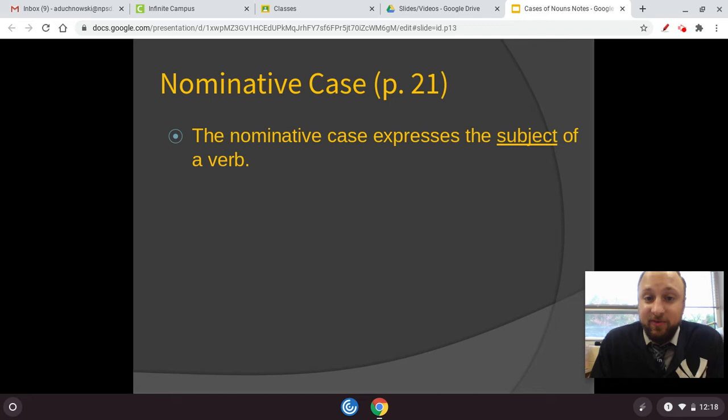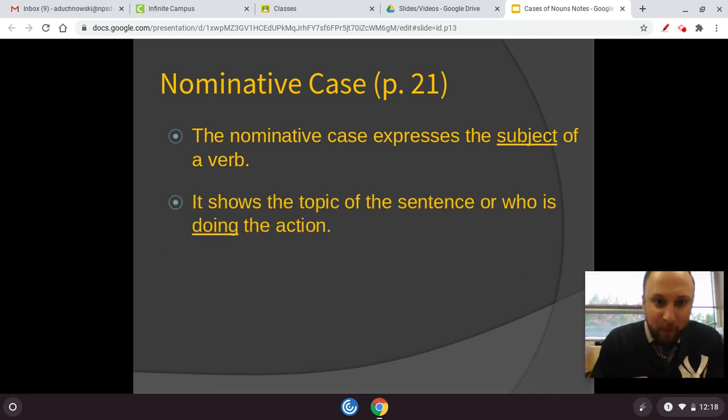First, the nominative case, which we also have in English, expresses the subject of a verb. So if you're not up on your grammatical terms like subject, what this means is it shows either the topic of the sentence or who is doing the action. Not every sentence has an action. If it says "the food is ready," there's no action, but the food is the topic, and so it's the subject. Or it's who's doing the action. So "Grumio prepares the dinner." Grumio is the one doing the action, and so he's the nominative subject.